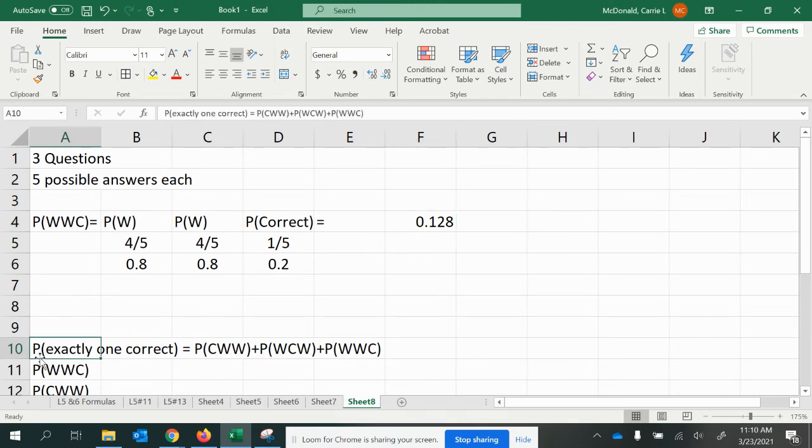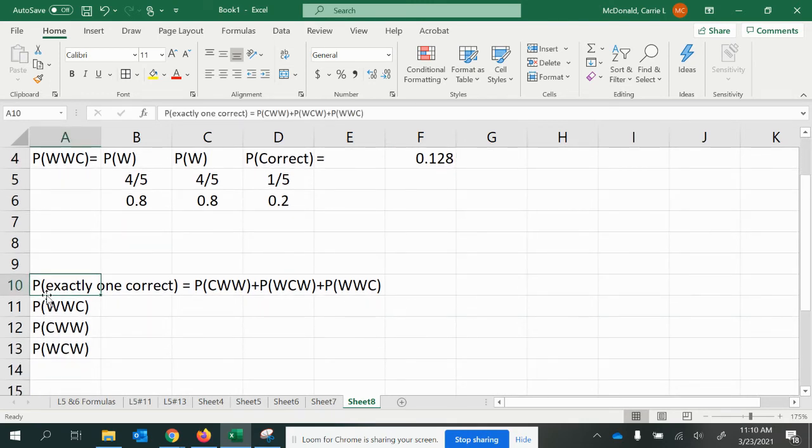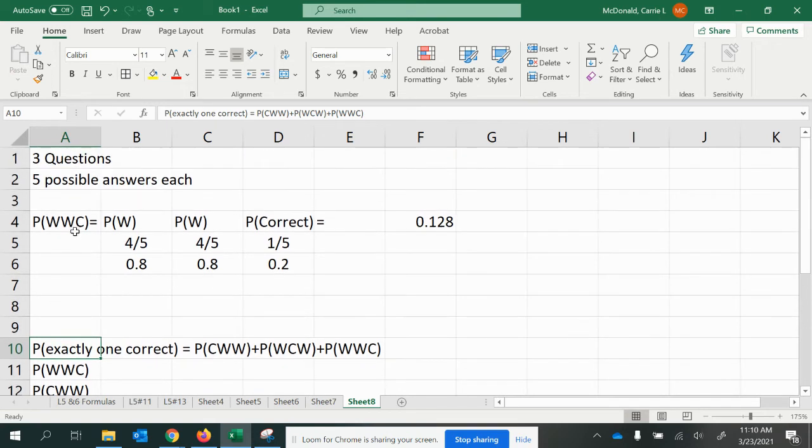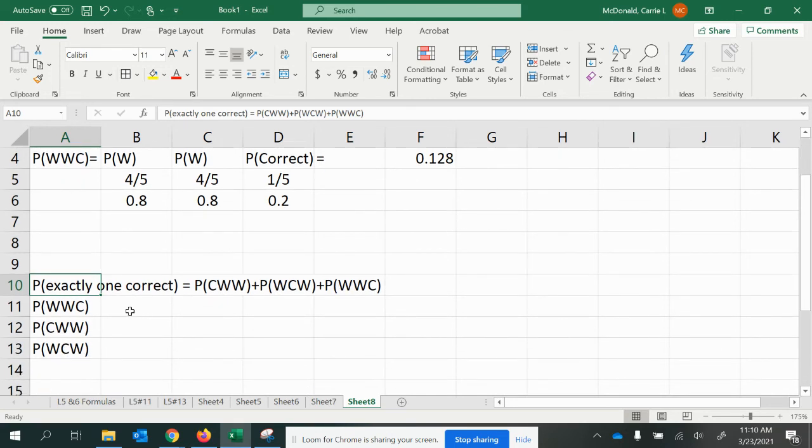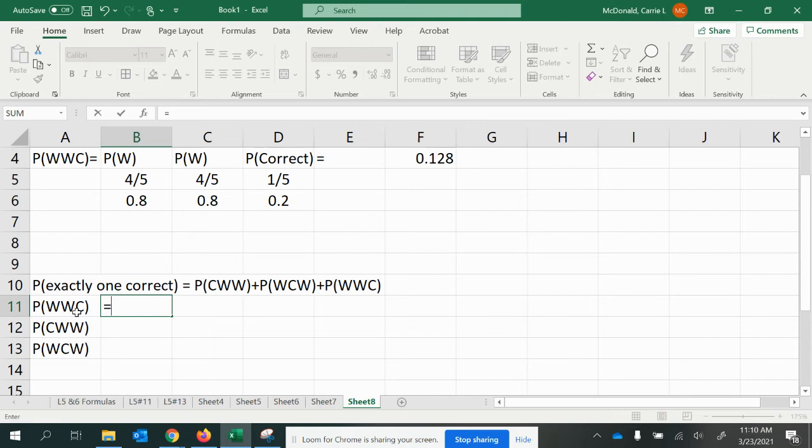Now part B said, what is the probability of getting exactly 1 correct? So this is a little different than just saying that the last one was correct. Now we're allowing for the first one to be correct, or the second one to be correct, or the third one to be correct. So that keyword "or" there means we're going to add the probability of each one of these individual possibilities together. We already calculated the probability of the last one being correct, so we'll use that again.